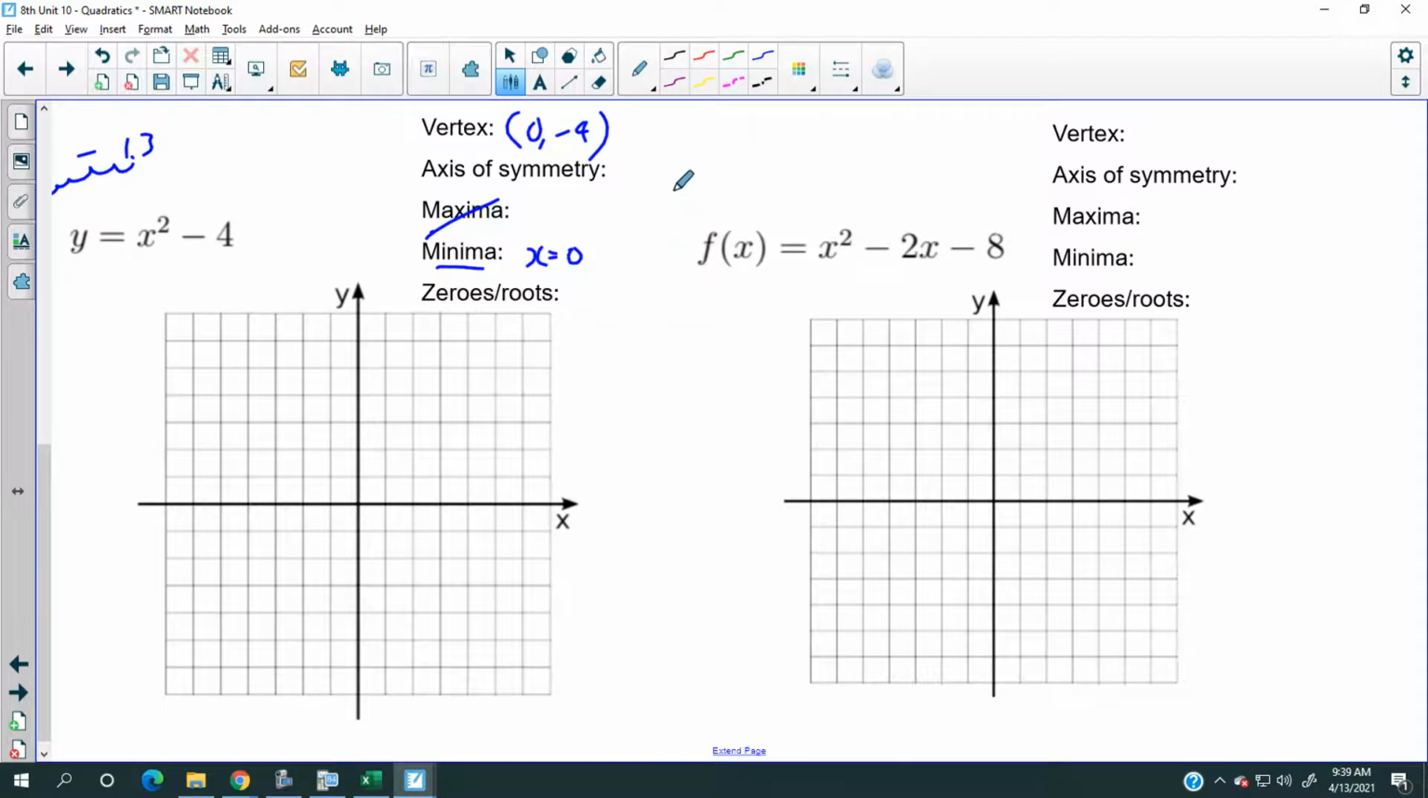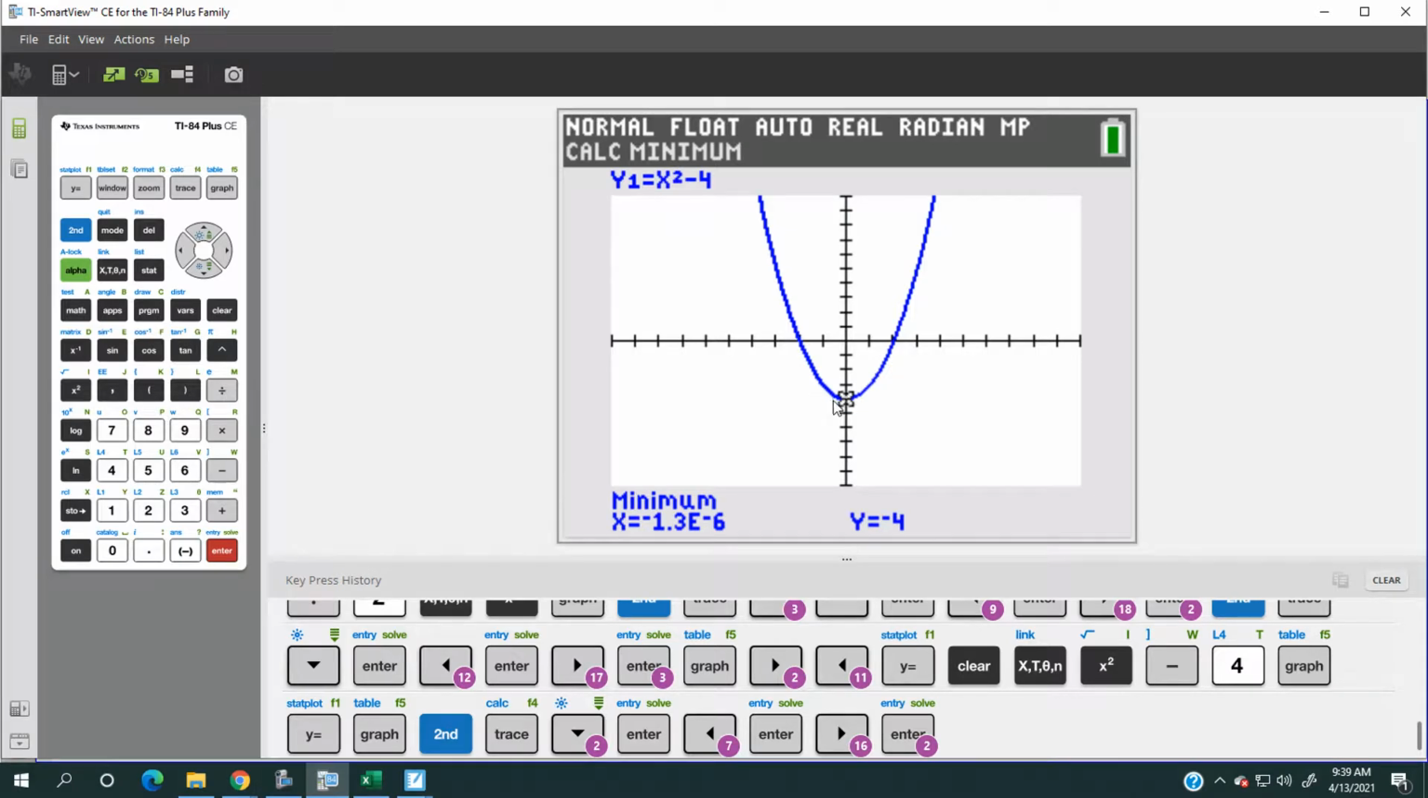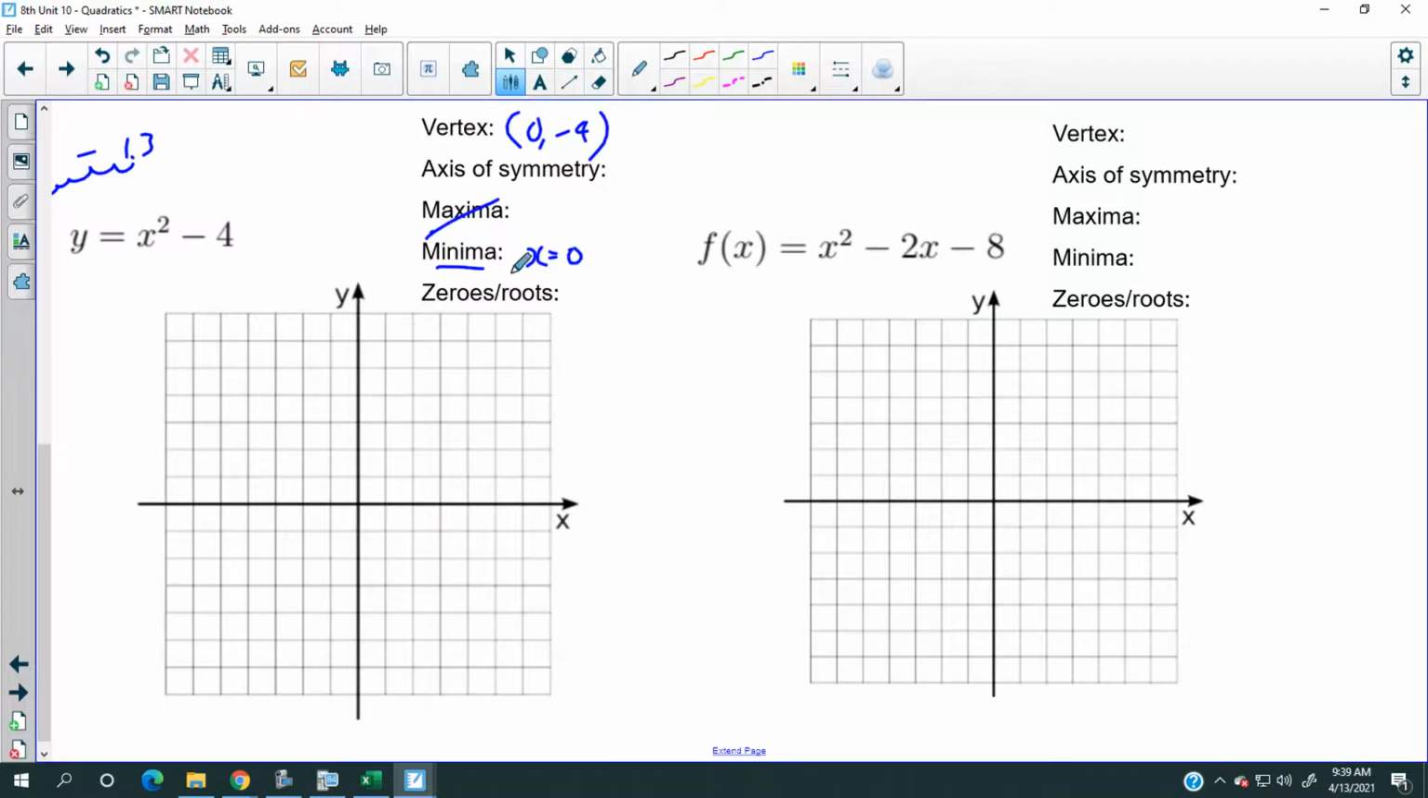All right, now, axis of symmetry is kind of the same thing, right? Because the minima here, the minimum point, is part of the axis of symmetry that goes right down, right? So that means if x is 0 here, so is the axis of symmetry. All right, so far so good. And then we're gonna find the roots.